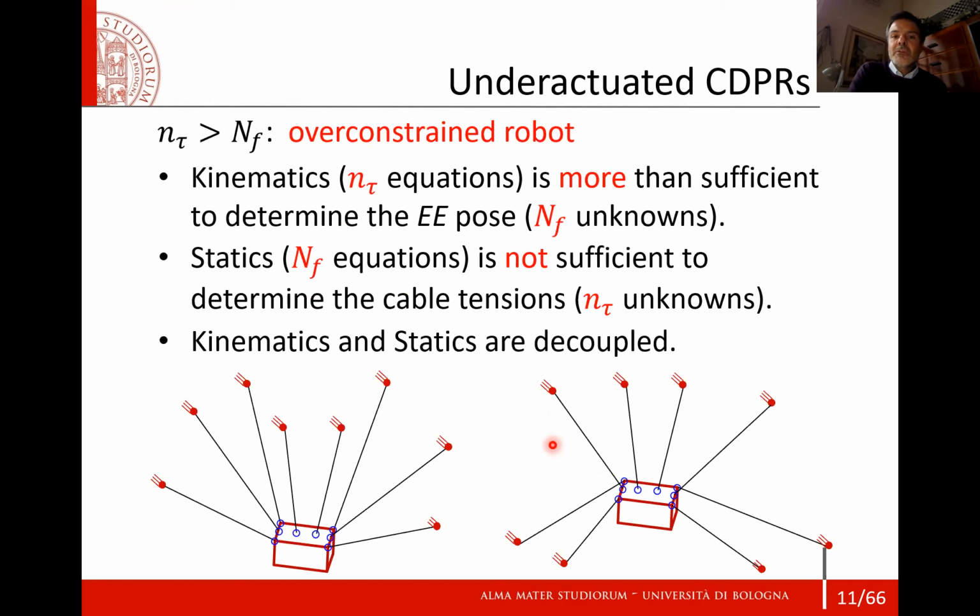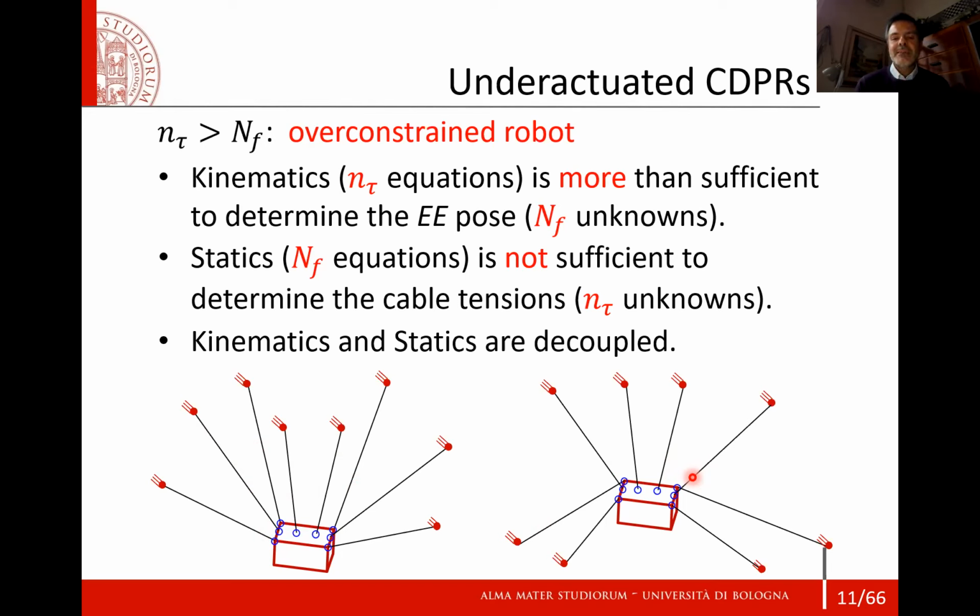If the number of towed cables is bigger than the number of freedoms, either in the suspended or in the not suspended configuration, the situation is still very different, because now the number of kinematic equations is more than sufficient to determine the end effector pose, because we have more equations than unknowns.